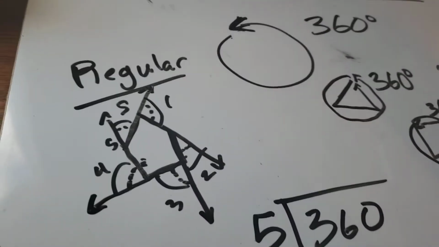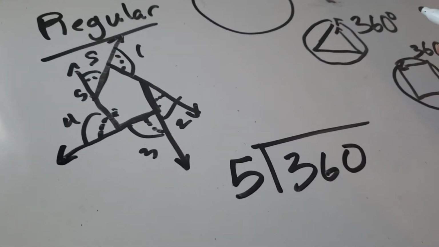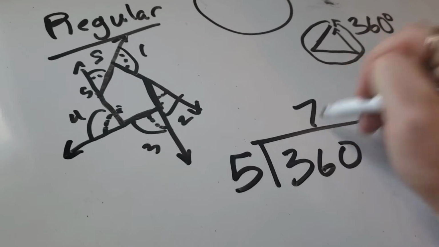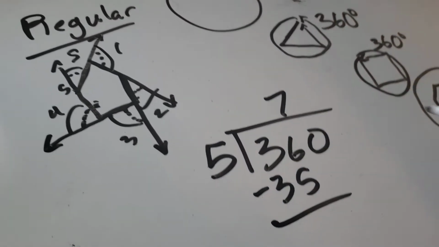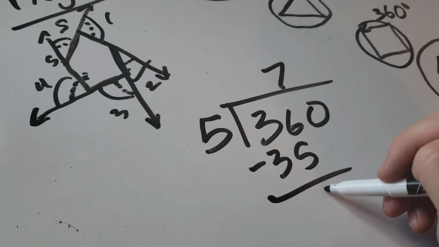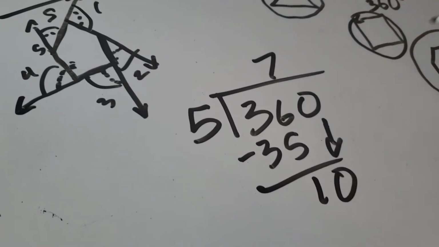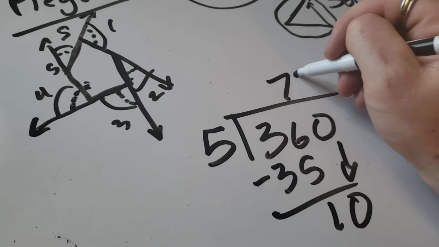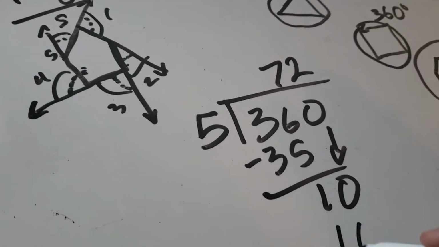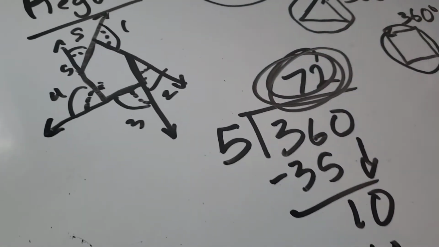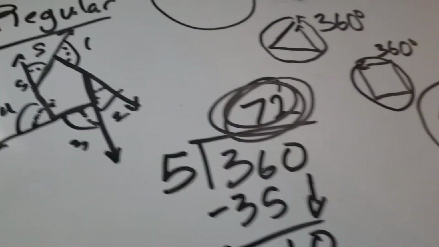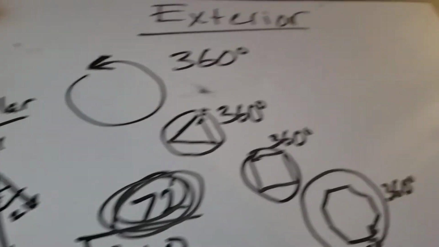So 360 divided by 5, 5 goes into 36 7 times. 7 times 5 is 35. 36 minus 35 is 1. Bring down our 0. 10 divided by 5 gives us 2. 2 times 5 is exactly 10 with nothing left over. How many degrees was each exterior turn? 72 degrees.